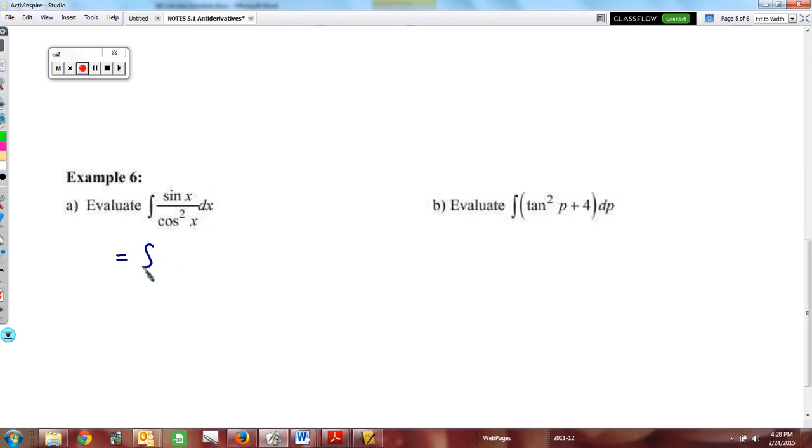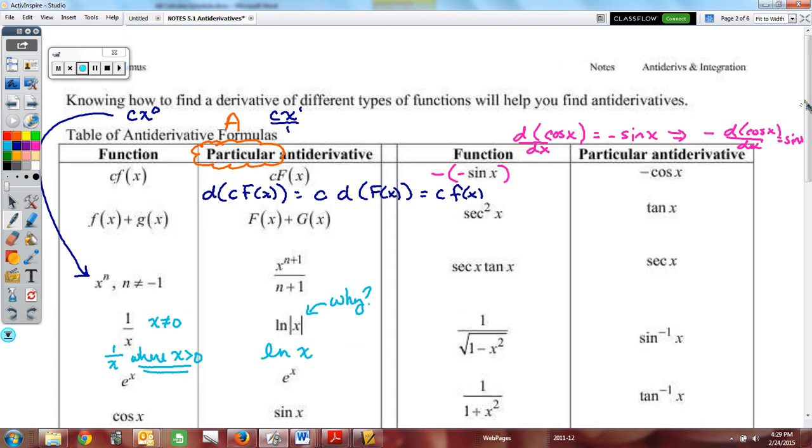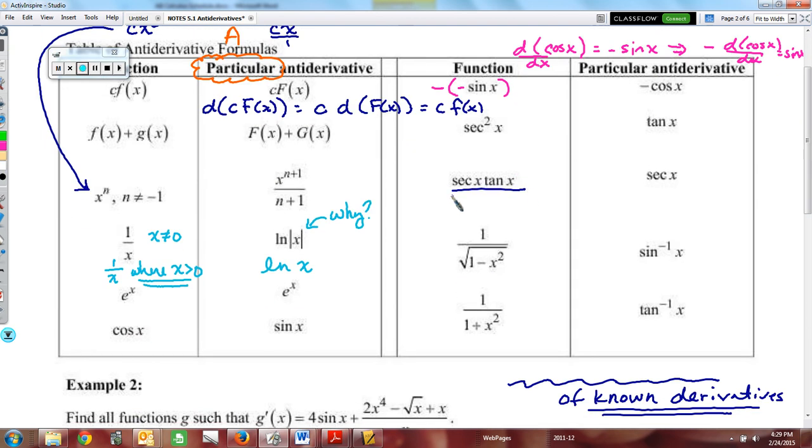And hopefully if you ponder and take a look at this for a little bit, you'll see that I can split this into a sine x over a cosine x times 1 over cosine x dx. And by recognizing that, you realize that you have a tangent x times a secant x dx, and then you recognize that that is one of the derivatives that you should know from this list. When the derivative is of the form secant x tangent x, it was the derivative of secant of x.